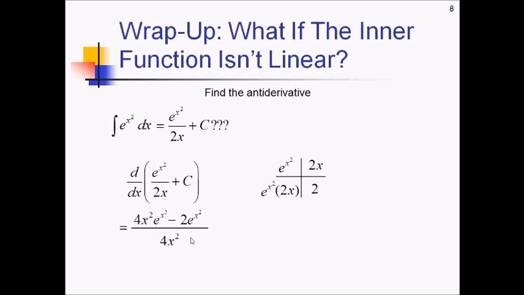Now I need to try simplifying this to see if it ends up being e to the x squared. All I can really do to simplify this is factor out an e to the x squared, which would leave me with 4x squared minus 2. 4x squared minus 2 is not going to cancel out just plain old 4x squared. So I cannot simplify this to get e to the x squared. Those two are not equivalent.